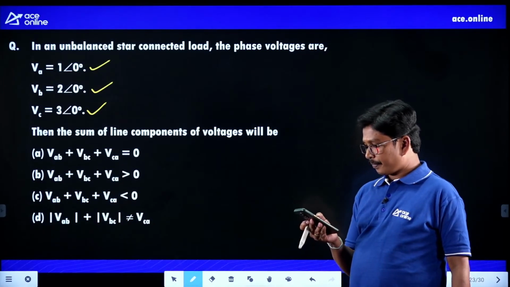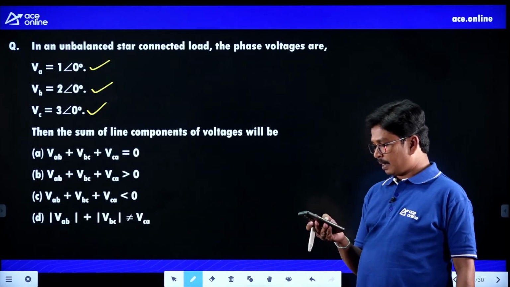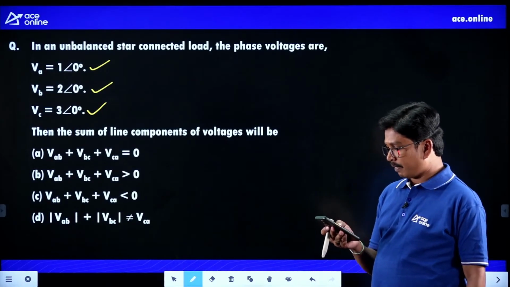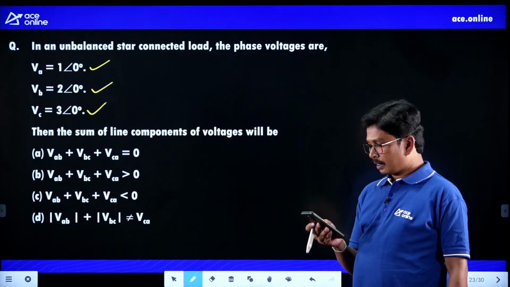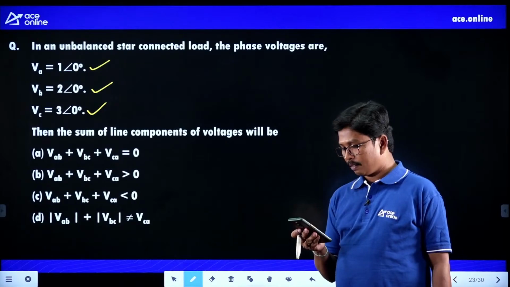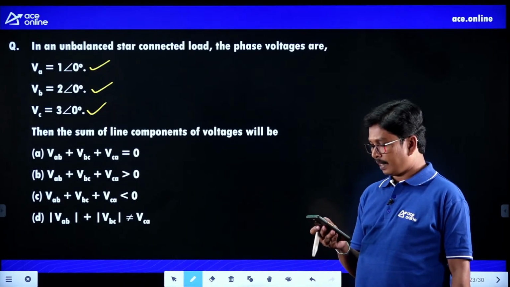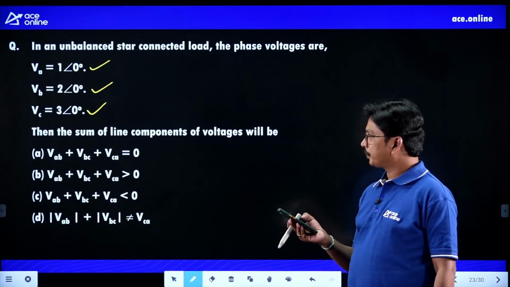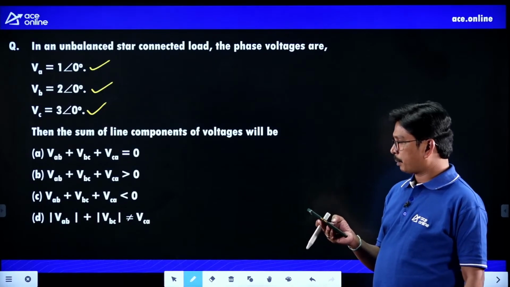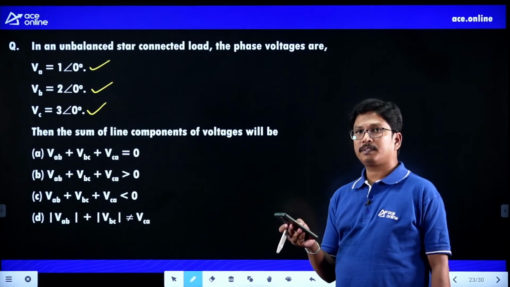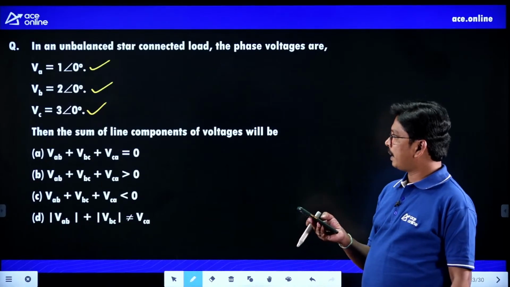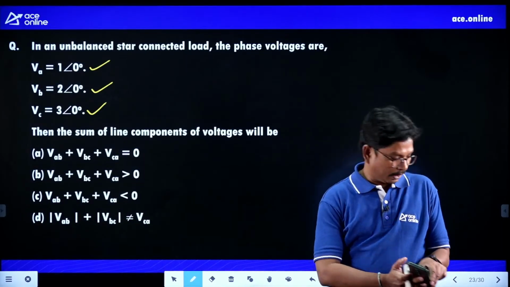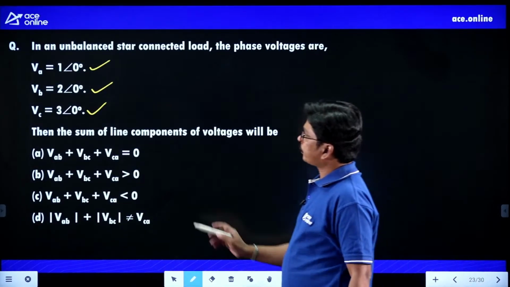What is the answer for this one? Durga Prasad, Upender, Anand, Uma, Anita, Dilip, Satya, Praveen Kumar, very good, you are responding very fast. Anita, Haima, Damini, Naik, Naresh Kumar. What is the answer? Option B: VAB plus VBC plus VCA is greater than 0? Praveen Kumar has given option B. Any other answers? Option A, aspirant, you are every time perfect. Haima, it is option B.